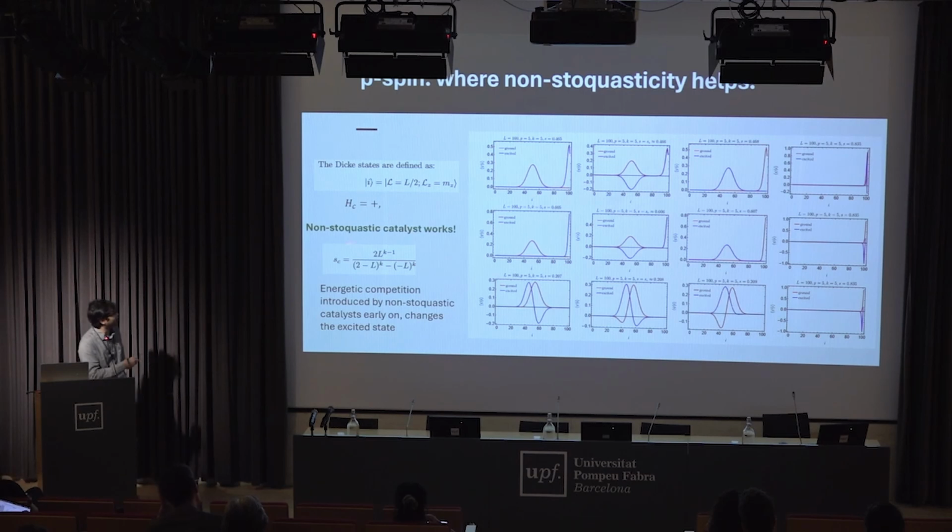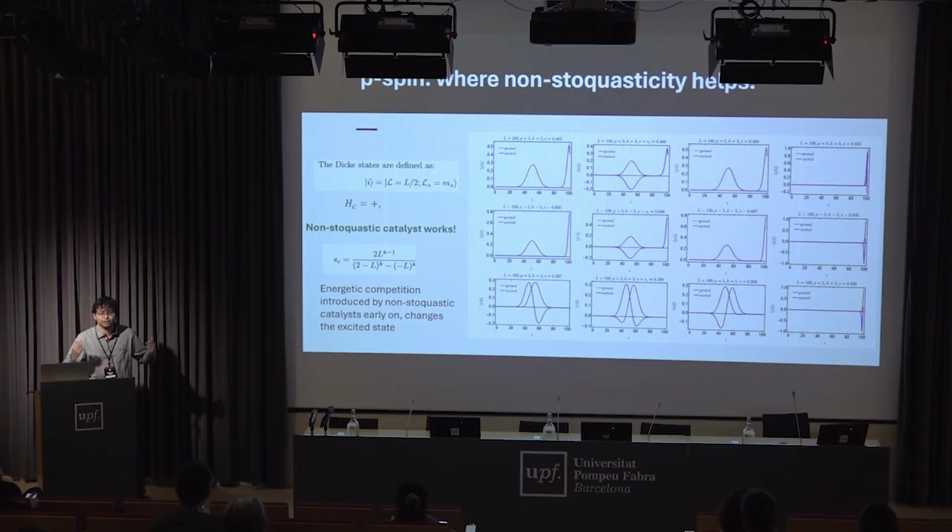But now if you use a positive catalyst, which is a non-stochastic catalyst, it induces a competition in energies in the paramagnetic sector itself. So near the phase transition, the first excited state is no longer the ferromagnetic state. It happens much earlier. It's another semi-paramagnetic state, if you like. And the semi-paramagnetic state has a large overlap with your ground state itself. Now, if you have an overlap, it means you have a matrix element already. Already having a matrix element means you have a gap. So that's how it improves the gap, by the energetic competition introduced by non-stochastic catalysts early on. It changes the excited state itself. And that's how you're changing the gap.